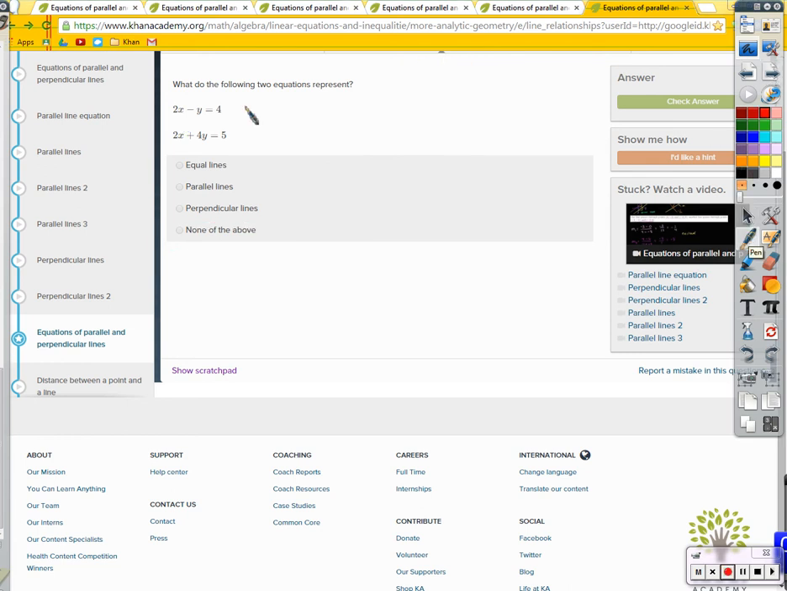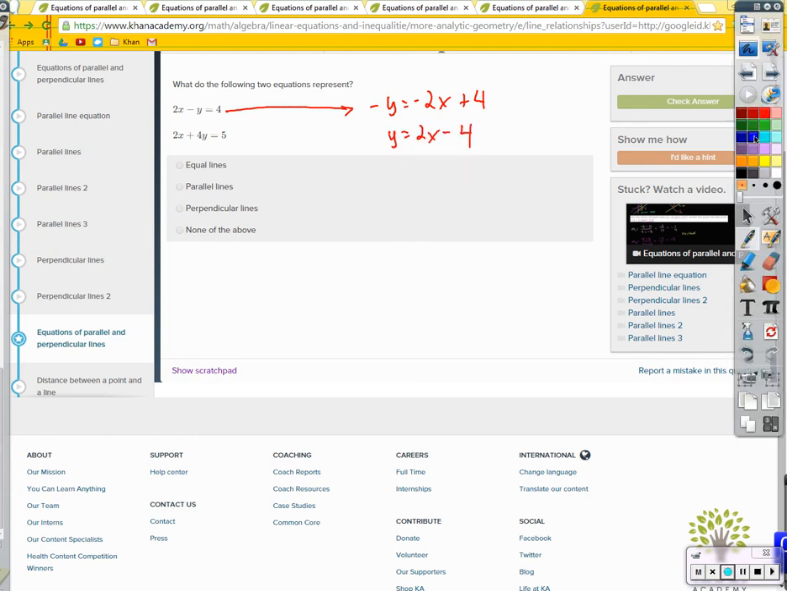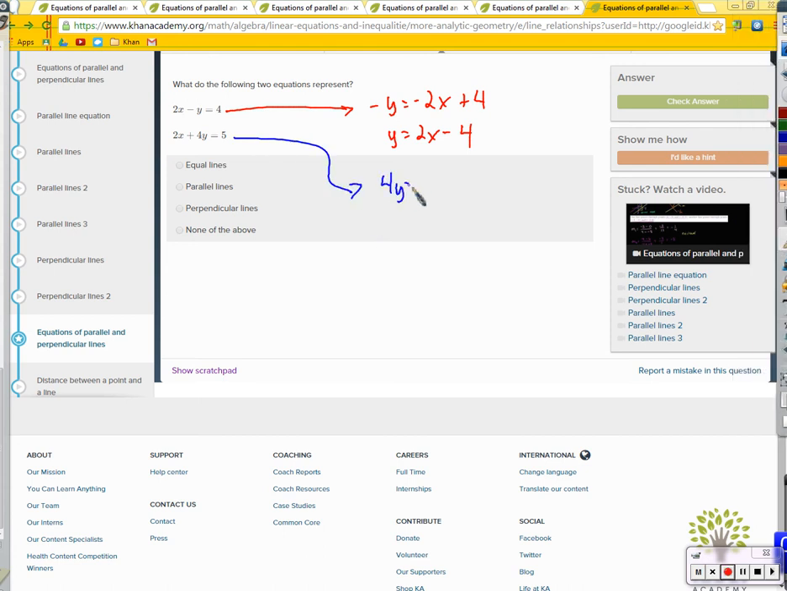All right, one more time. I'm going to subtract 2x from both sides. Negative y equals negative 2x plus 4. Divide by negative 1 on both sides. Y equals positive 2x minus 4. For the other line, y equals negative 2x plus 5. Okay, divide by 4. Y equals negative 1/2 x plus 5/4.